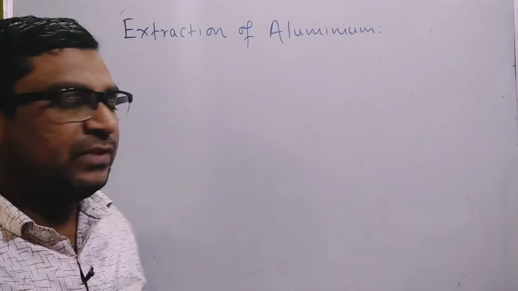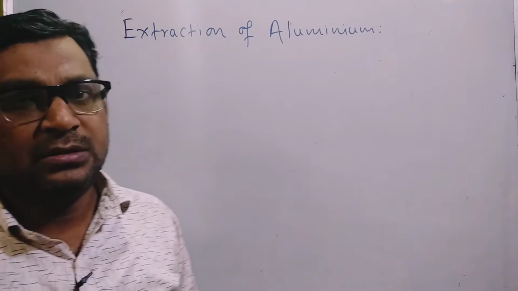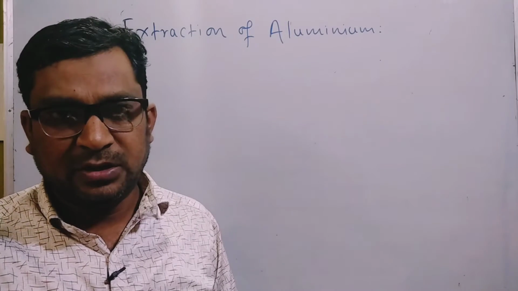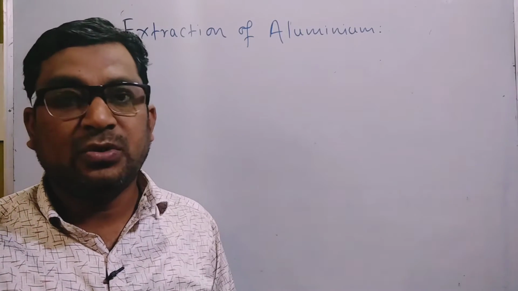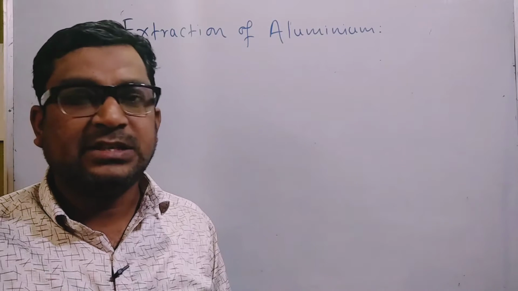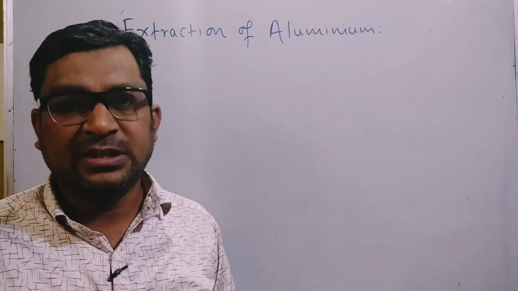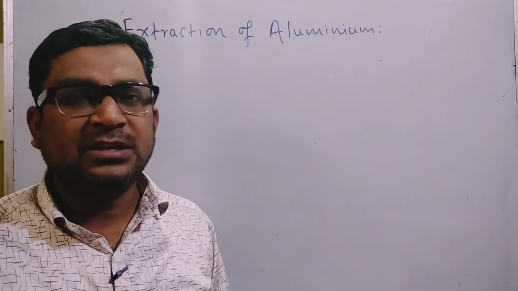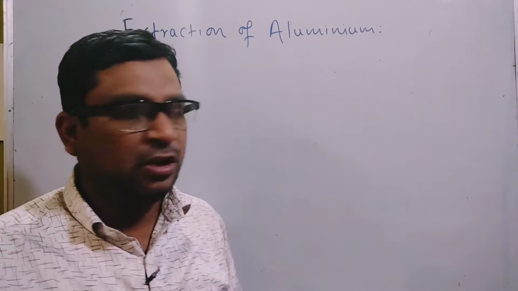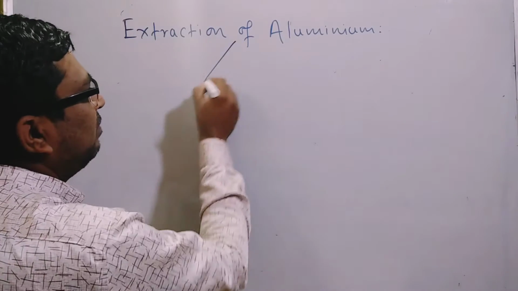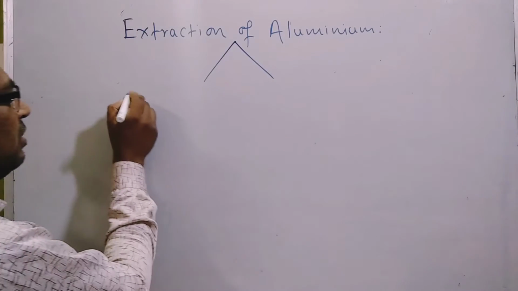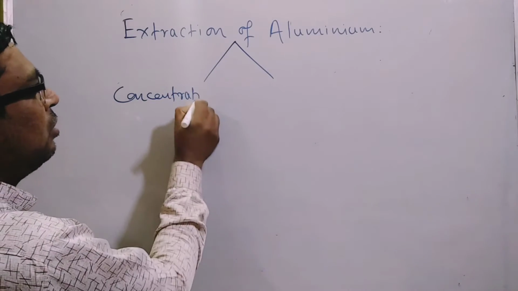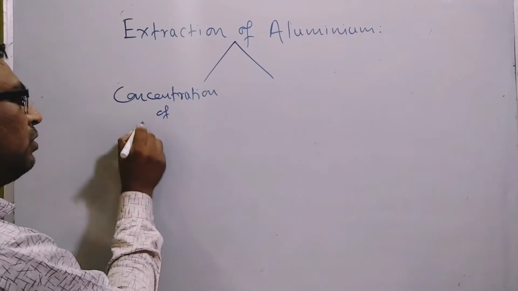So in the extraction of aluminium, there are different stages. Basically, we have to extract aluminium from its ore, which is called bauxite. In the extraction of aluminium we have two different stages. The first stage is called concentration of bauxite ore, and the second stage is called electrolytic reduction of alumina.